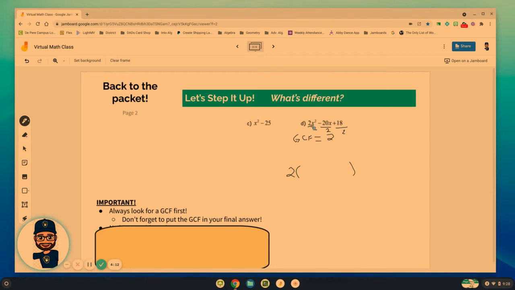2x squared divided by 2 is x squared. Negative 20x divided by 2 is negative 10x. And 18 divided by 2 is a positive 9, so we put a plus sign in between. So we can factor by taking out a GCF first. And then what we could do is look at what's inside of this parenthesis here. Are there two numbers that multiply to 9, but at the same time they add up to negative 10?